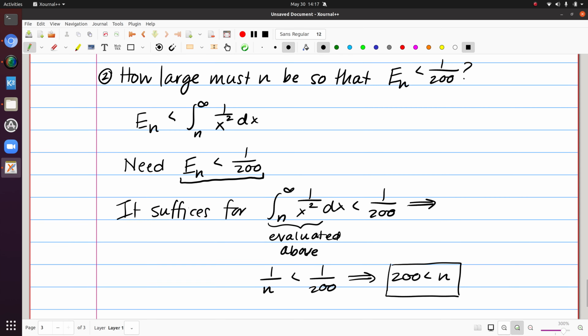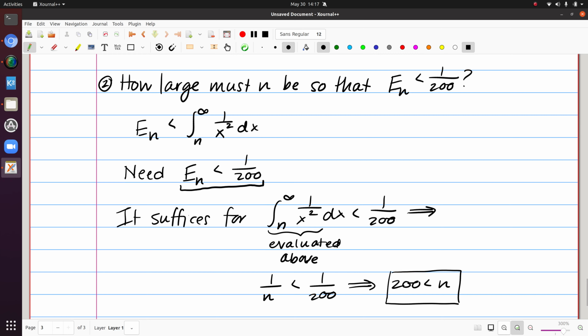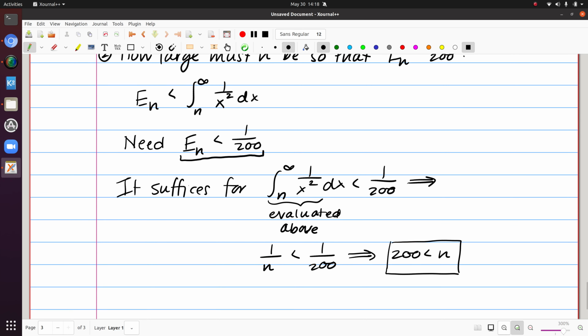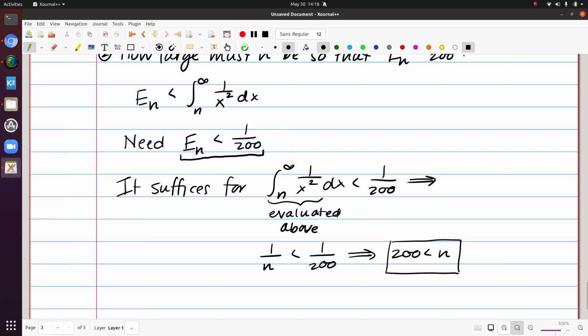And the way that this works here, the error should get smaller as you use more and more terms in your approximation. So this inequality makes sense because the larger we make n, the smaller the error should be. And so we're really finding kind of a cutoff after which any n value greater would achieve this desired accuracy.